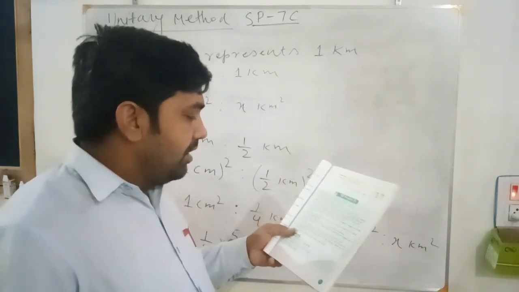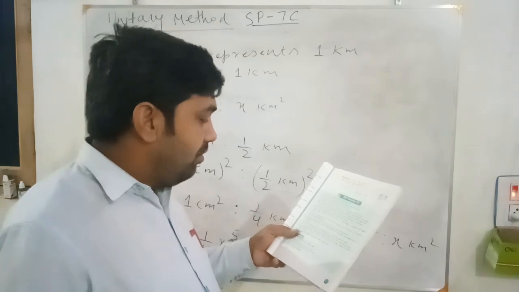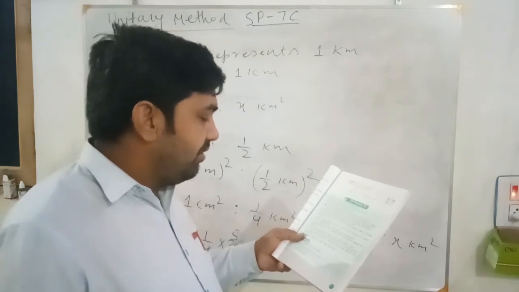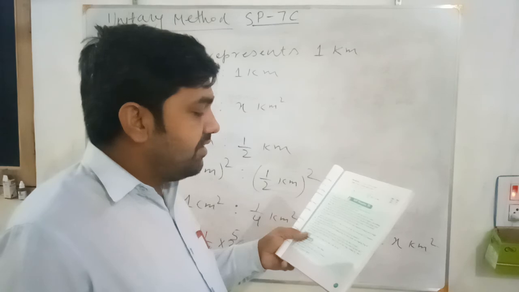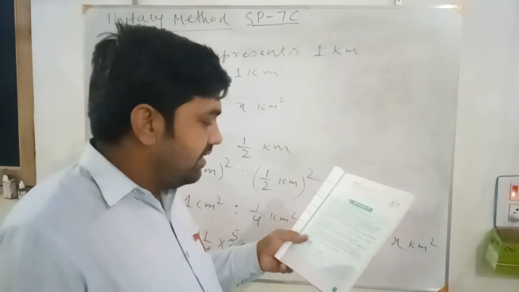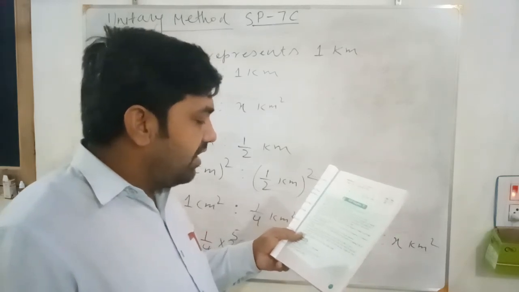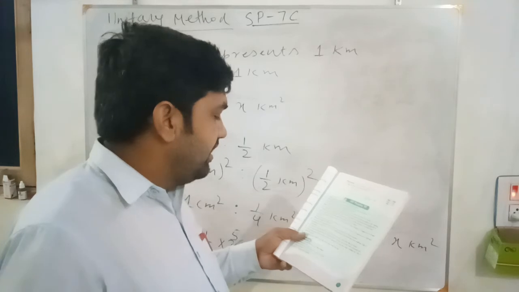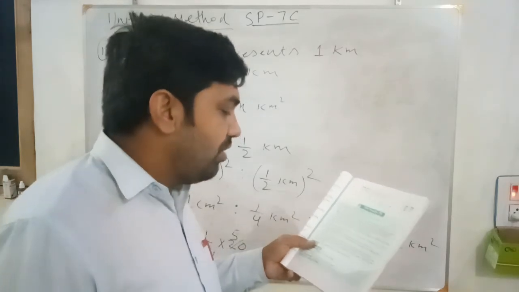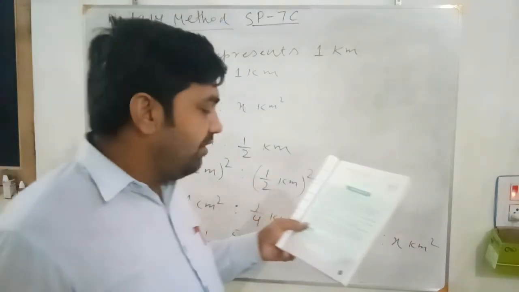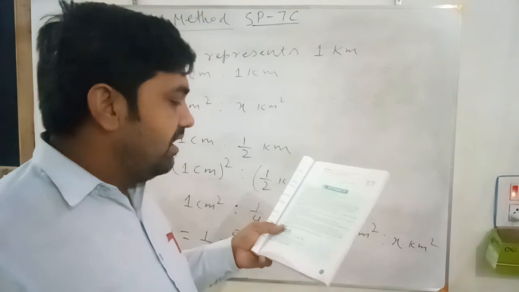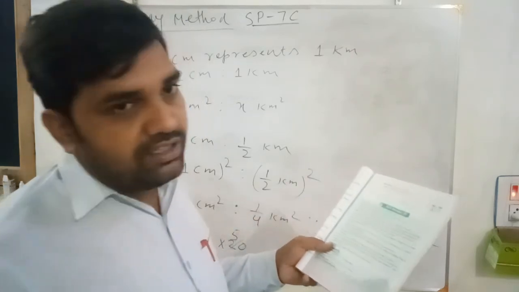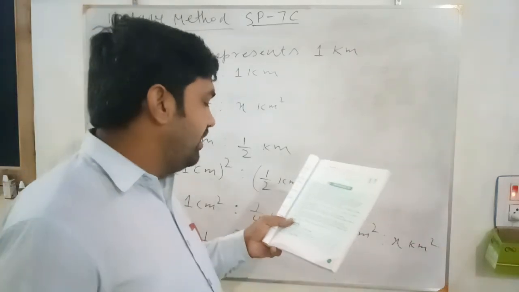Or you can say the watch runs on 5 turns of the winder, which equals 15 hours. Therefore, the watch runs on 1 turn of the winder for fewer hours, that is 15 by 5, which is 3 hours. For one turn of the winder, the watch will run for 3 hours, and for 9 turns, the watch will run for 9 times 3, which is 27 hours. Like this you can calculate.